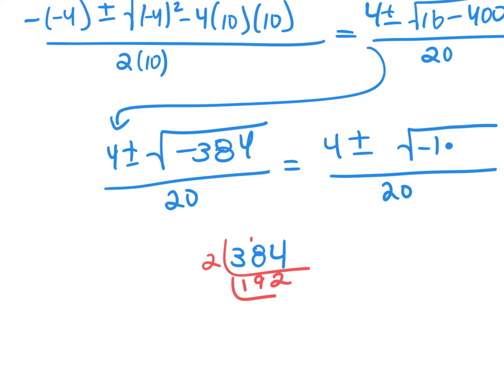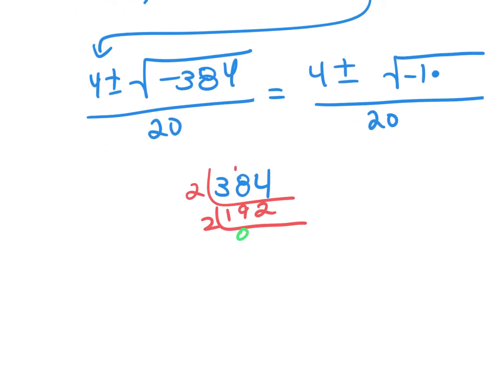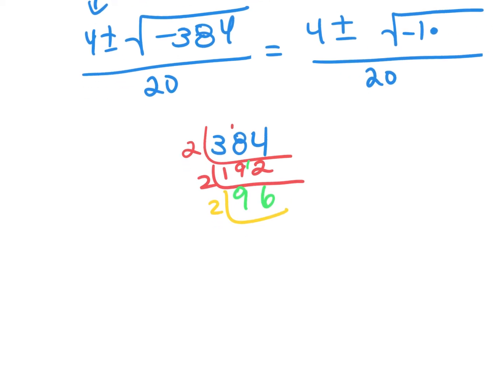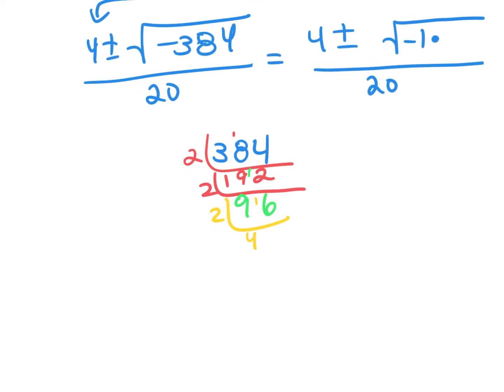So we can go 2 again. So 2 goes into 19, 9 times with 1 left over, my bad, you're right. Thank you. 2 goes into 12, 6, okay? So again, 2 goes into 9 4 times with 1 left over. 2 goes into 16, 8 times. Again, 2 goes into 48, 24. 2 goes into 24, 12. 2 goes into 12, 6.